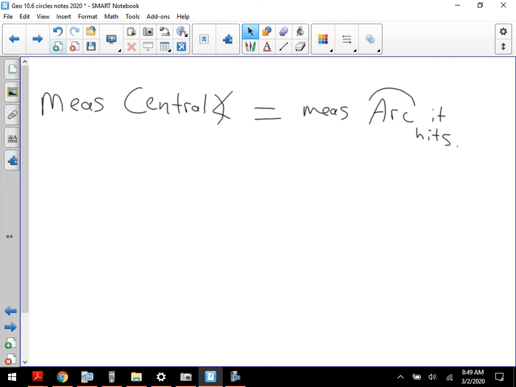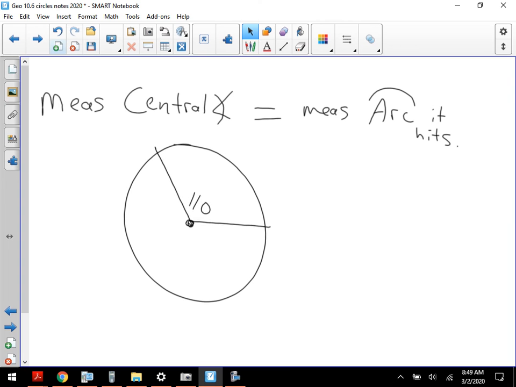So, whenever you have a central angle, if this angle is 110 degrees, that means the arc that it hits is 110 degrees. Okay. It's really, really easy. All right. Measure of the angle equals the measure of the arc. Back and forth.